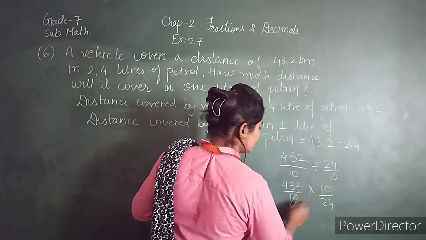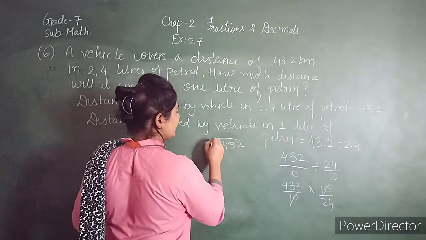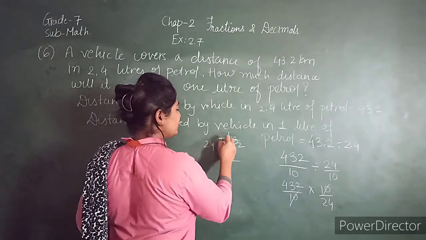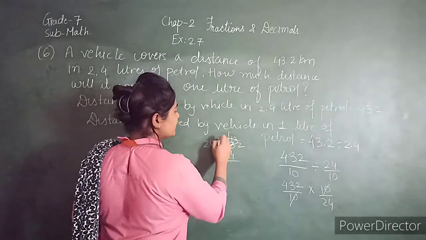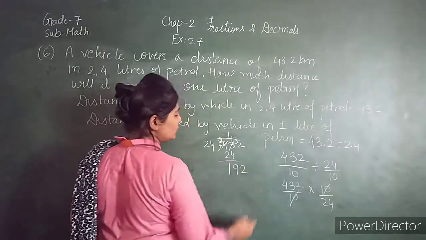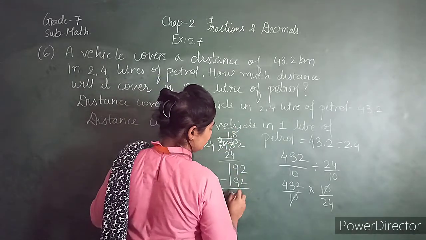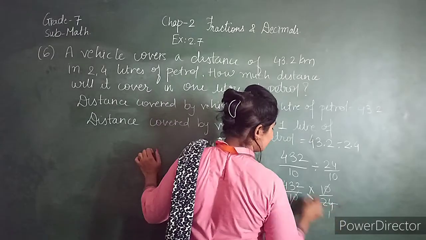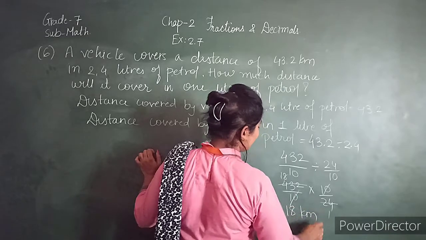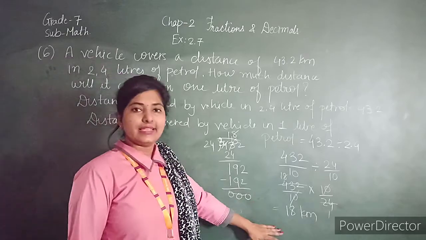So here 0 0 will be cut, and here 432 divided by 24. So 24 one side is 24, here 30 and here 3. So here 13 minus 4 is 9, and 3 minus 2 is 1, and here we have to put 2. Now 24 8 is 192. So 24 ones are 18. So in 1 liter of petrol, the distance covered by the vehicle is 18 kilometer.